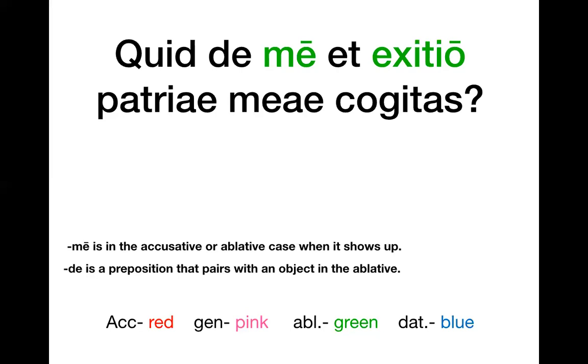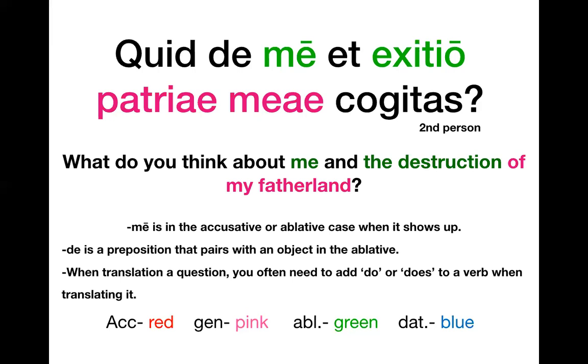Good. They're genitive, exactly. Okay. So cogitatus for second person. Those are genitive. That's why it's the destruction of my country or fatherland. So this is what we end up with. There it is. Okay. And there's my note about may. Or when translating a question, that bottom point is actually kind of important when writing the notes. Translating the question, you often need to add do or does to a verb when translating it.